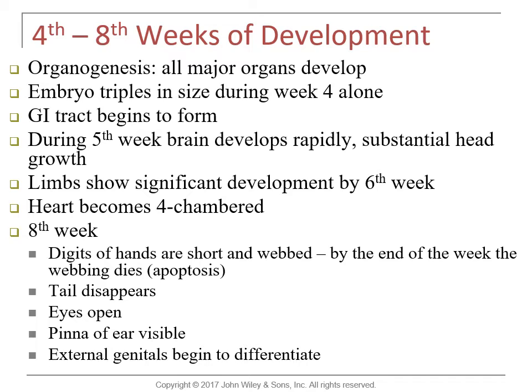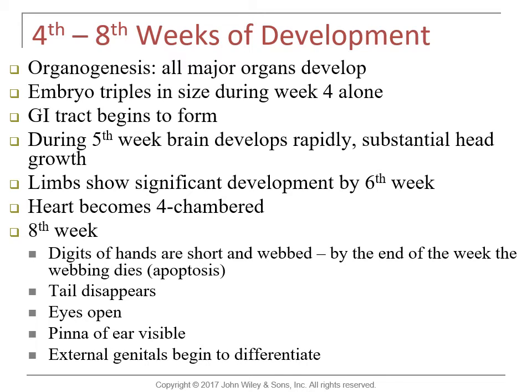So during the 4th week after fertilization, the embryo undergoes very dramatic changes in shape and size, nearly tripling its size. It is essentially converted from a flat, 2-dimensional trilaminar embryonic disc to a 3-dimensional cylinder, a process called embryonic folding. Also the GI tract begins to form. And then during the 5th week of development, there is a very rapid development of the brain. So growth of the head is going to be considerable.